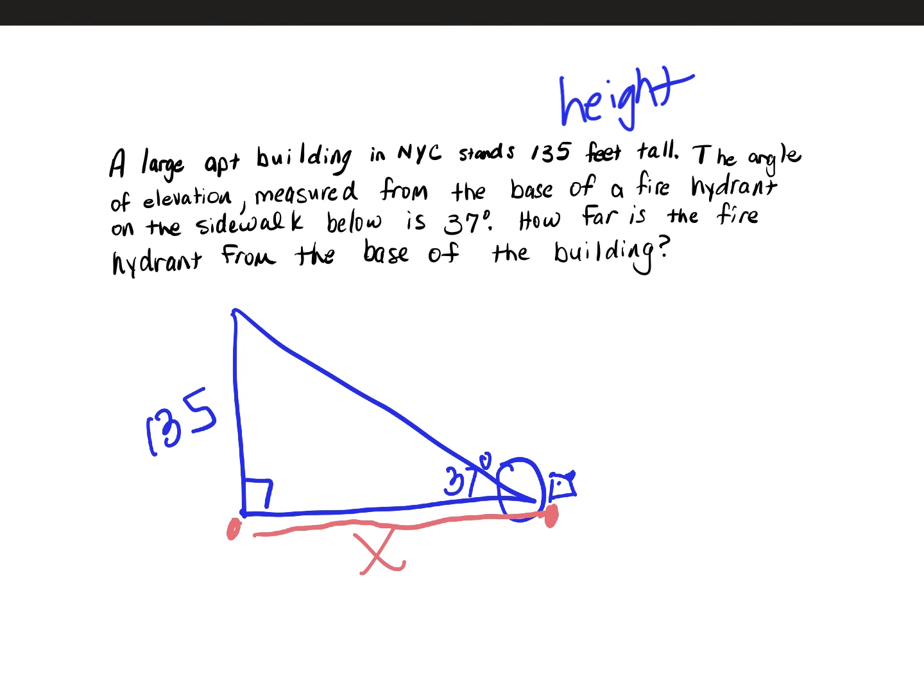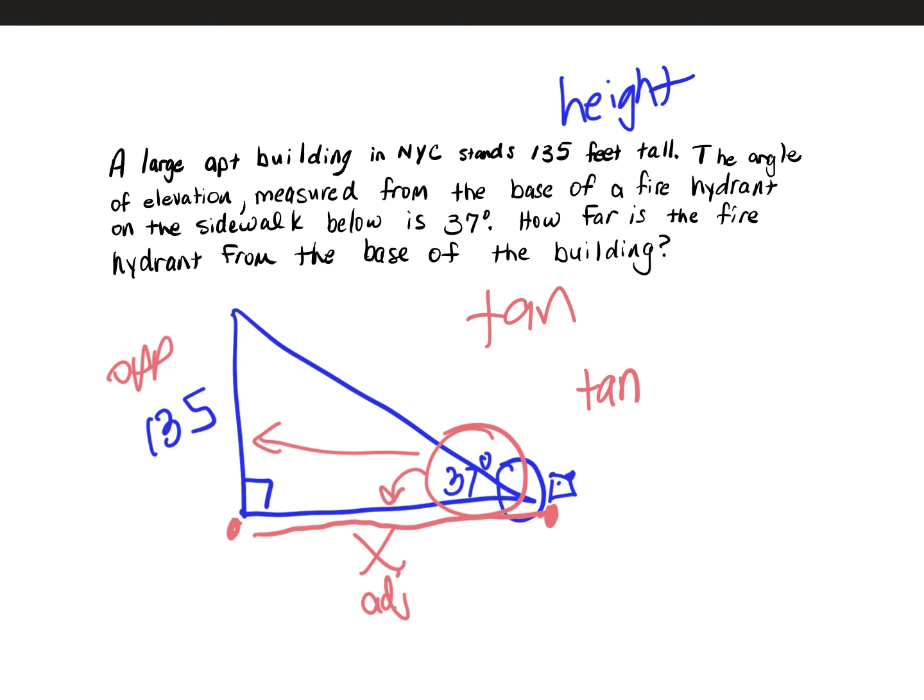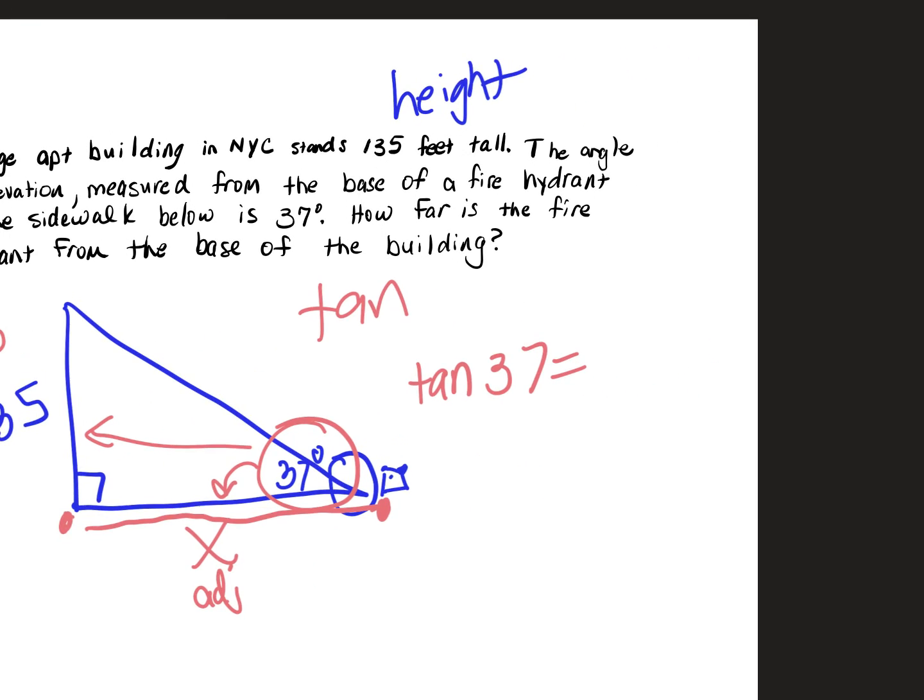Very important that you set your triangle up correctly. So again, in regards to my theta, and we'll talk more about angle of depression problems on Monday, 135 is my opposite side, and x would be my adjacent side. So what trig function uses opposite and adjacent? That would be tangent. So we're going to say the tangent of 37 equals, my opposite side is 135 over my adjacent side, which is x. And remember, this is over 1. So again, we've just set up a very simple equation. It's a proportion. It's two fractions set equal to each other. But this is different because this time my variable is on the bottom.